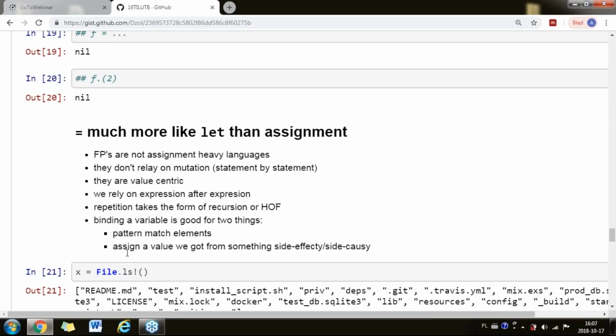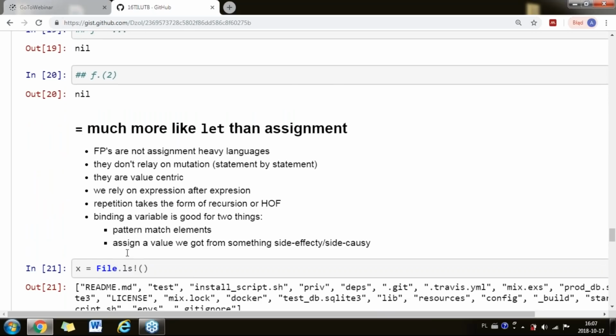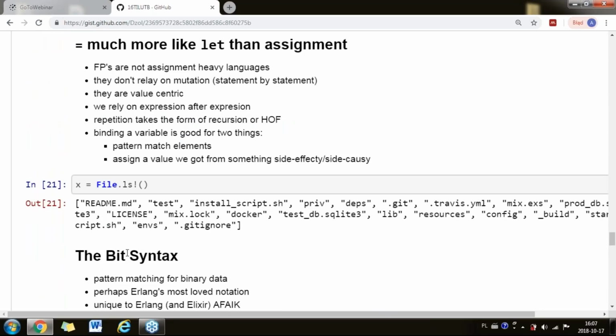A big realization was that the pattern matching operator is much more like a let than it is like an assignment, right? In functional programming, we don't concentrate so much on assignment and mutation and changing the value of a variable. I think variable is the perfect word there, changing that statement by statement. In functional programming, we're much more value centric, right? So we have a variable, but the idea is that it's immutable. The value in there is immutable.